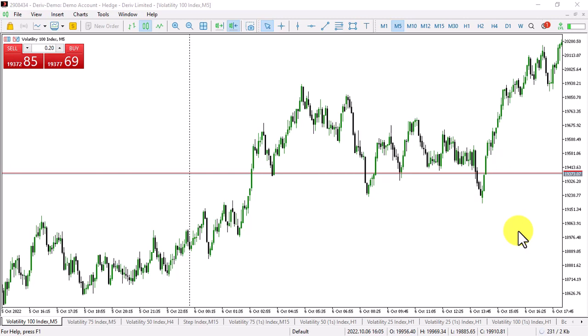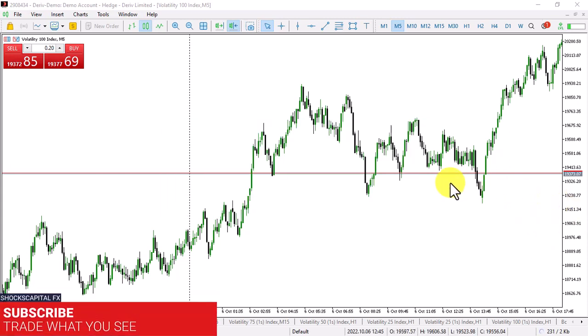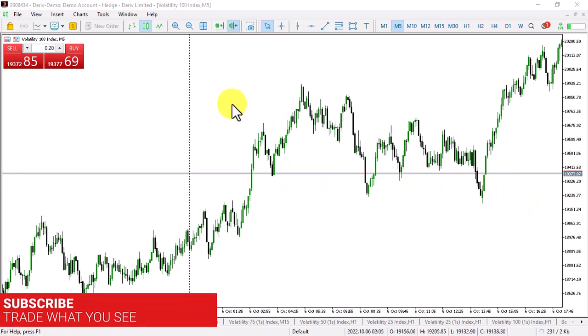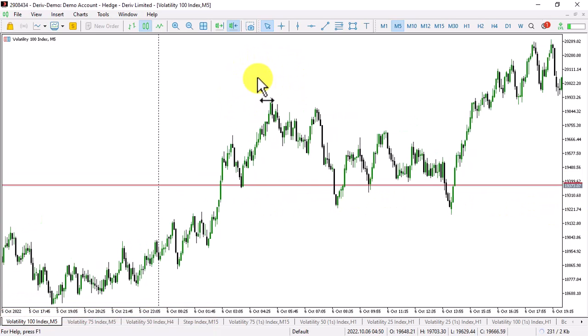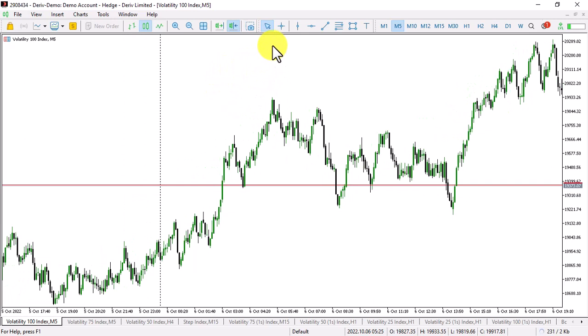Today we are going to be talking about V100 and the OTE, the optimum trade entry method. We're going to talk about how we can catch trades on V100 using the Fibonacci and the OTE trade levels. So what you do is you open up your V100 chart.